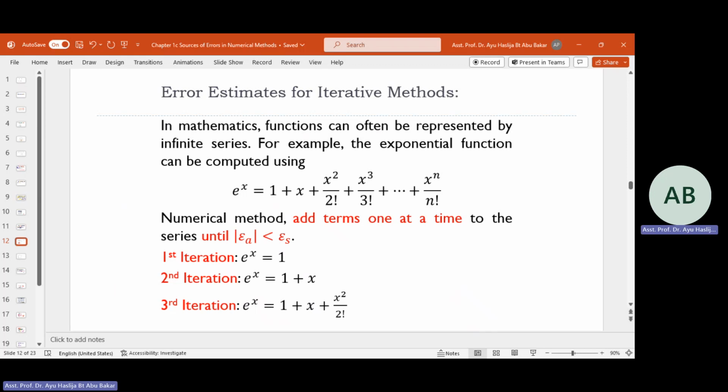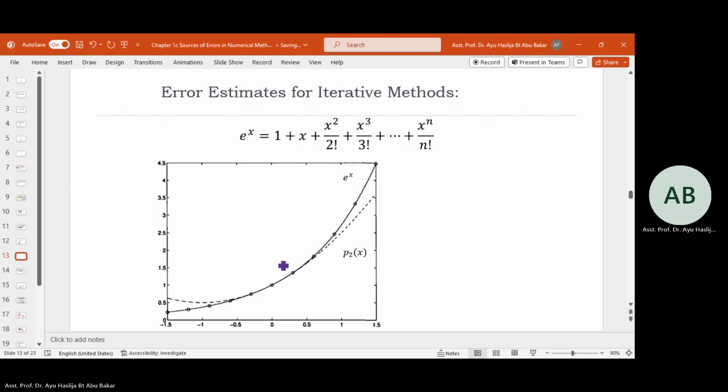Okay, here from this Taylor series, add terms one at a time to the series until EA is lower than ES. So first iteration, you use only the first term. Second iteration, you use until the second one, and so on. Third iteration, use until this, until you get the EA lower than the ES. In this statement, it doesn't mention what the ES is. This one is for example. From the iterative methods, according to the terms that you use, you can see the difference.